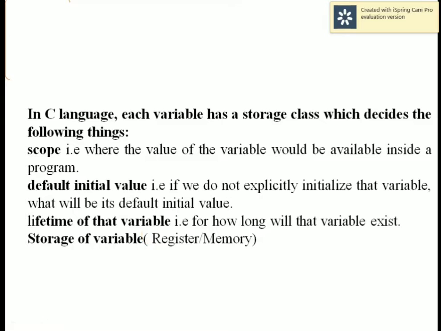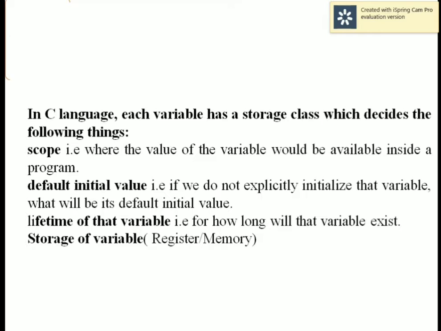So, in C language, each variable has a storage class which decides the following four things. One is the scope of that variable, another is the default initial value, then the lifetime of that variable, and the last one is the storage of that variable. So, the first term is scope. Scope means where the value of that variable would be available inside a program. Means if we have declared a variable, where we can access that variable in the program.